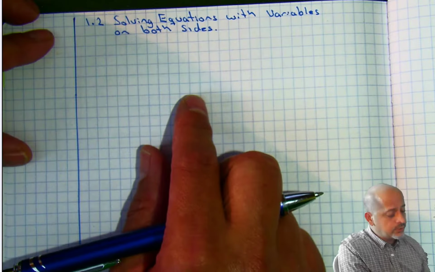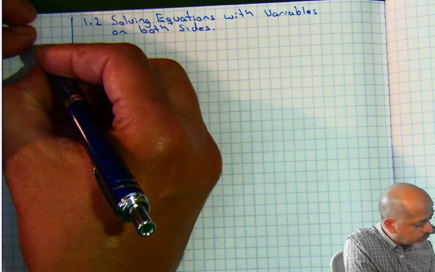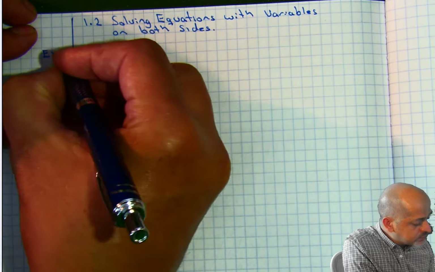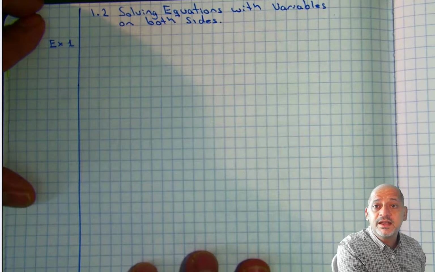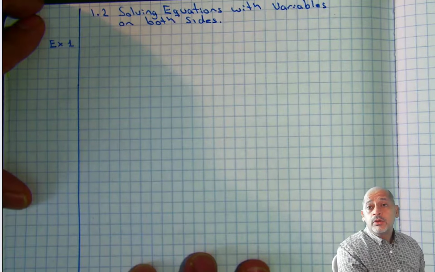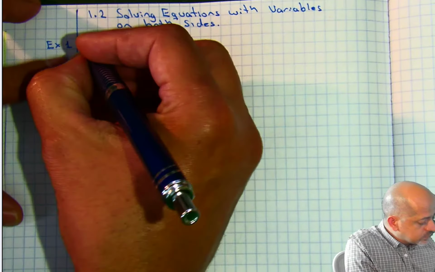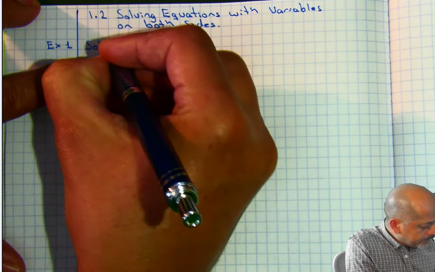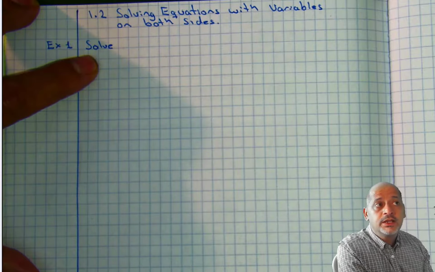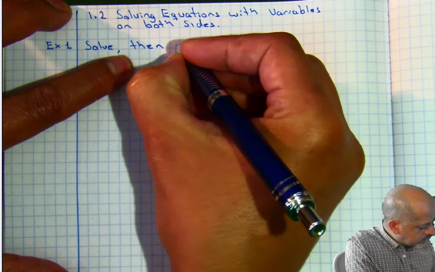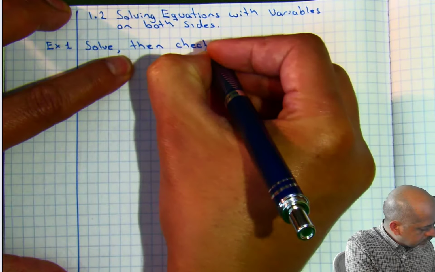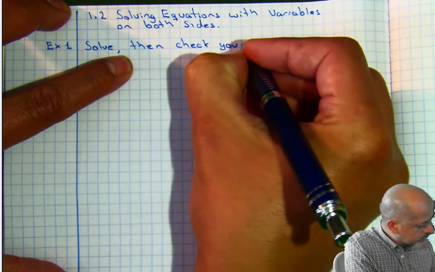So let's go and get right to it. Let's go and just go through example number 1. So the concepts will be very similar to what we did last time. The only difference is that now we are going to have variables on both sides. So we're just going to solve. And for the first one, we are going to actually check our solution.